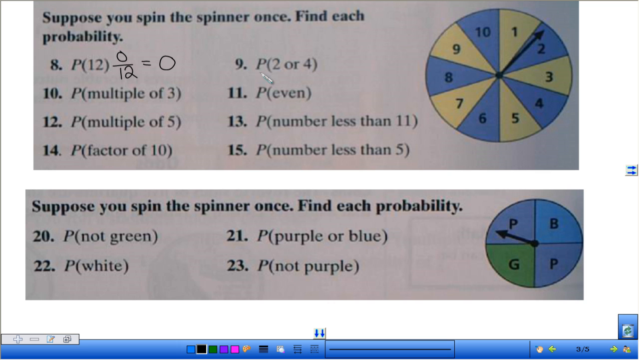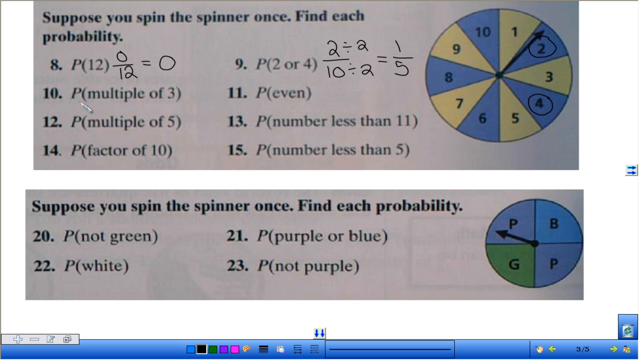9. What's the probability of spinning a 2 or a 4? Well, we have a 2, we have 1 4, so how many possible choices do we have? 2, right? We have 1 2 and 1 4, so we have 2 of those over how many choices altogether? 10. We have to simplify. So this equals 1/5.